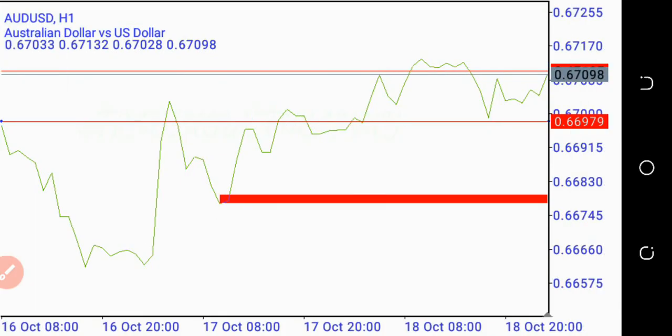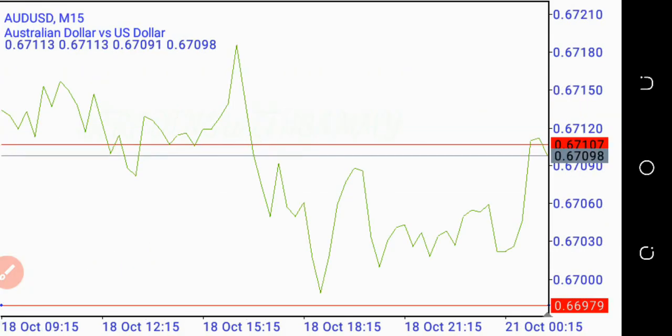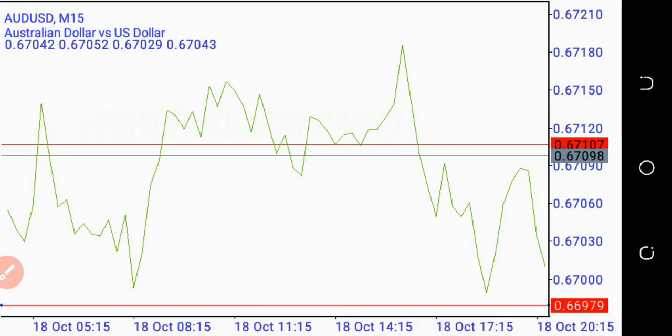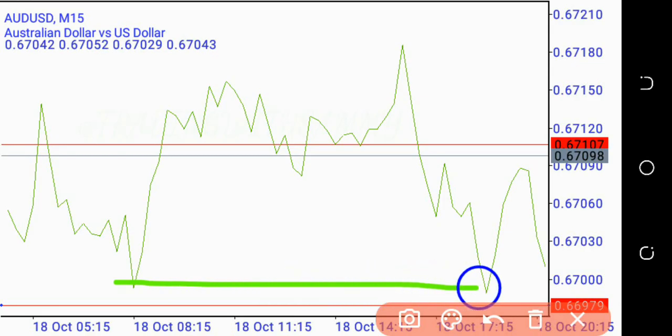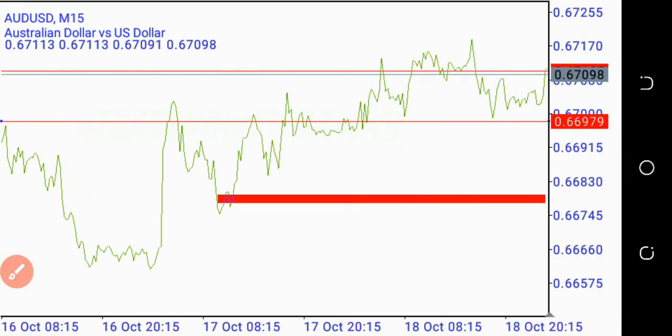Now it seems as if everything is clear here, but if you go back down to 15 minutes, you will see that this actually looks like a double bottom. Where is it? Let me show you. This is a double bottom. Now this shows that price is going to be coming back down to sweep out this liquidity. Now where will it be? Their interest is going to be this order block.